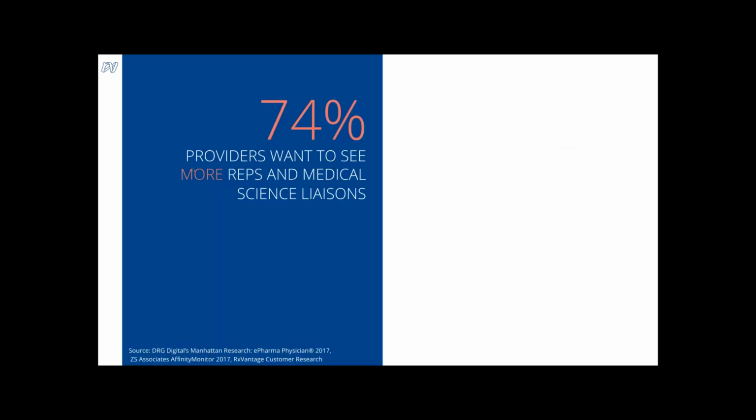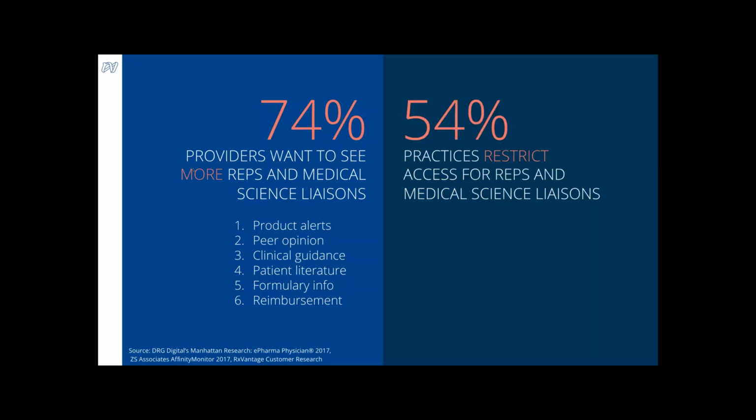So what ends up happening is we see that in a GRG study of 2,000 physicians, 74% of providers actually wanted to see more reps because they're interested in things like product alerts, peer opinion, clinical guidance, formulary info, reimbursement is a big one. Obviously, that can impact the practice and the patient in a huge way. So these companies are offering reps that have this specialized information right at their fingertips, and they can deliver it in a concise way.